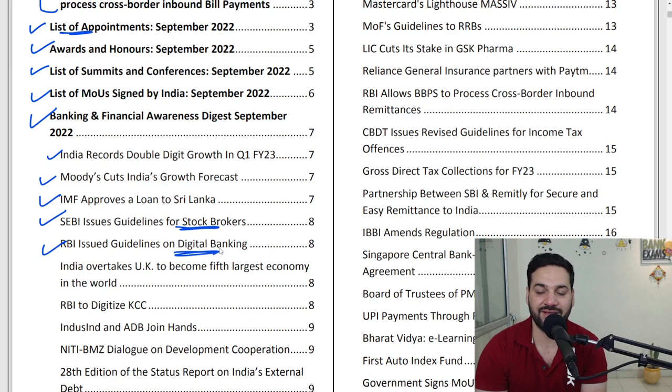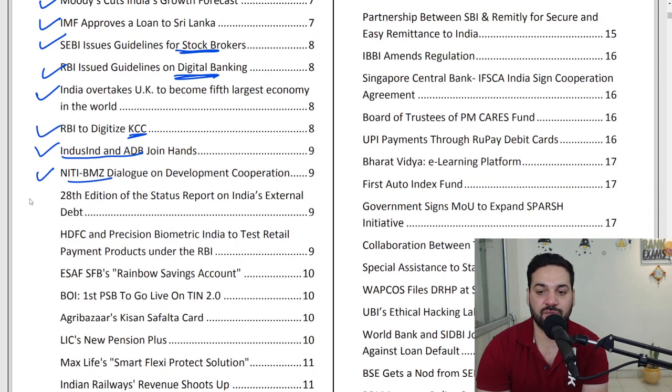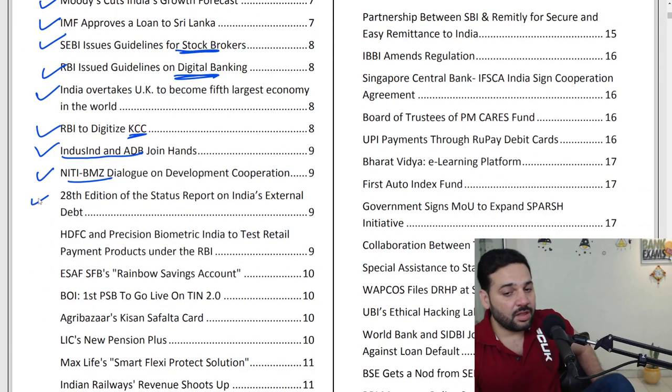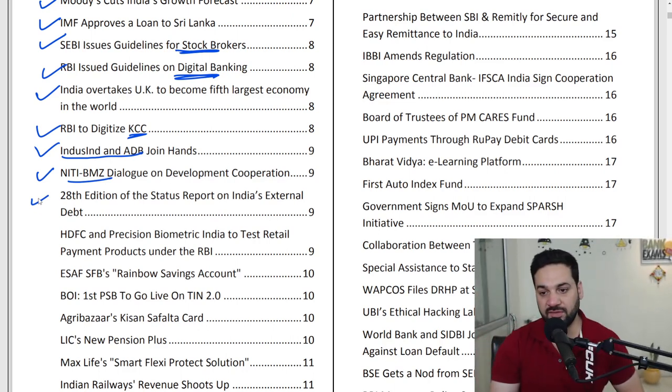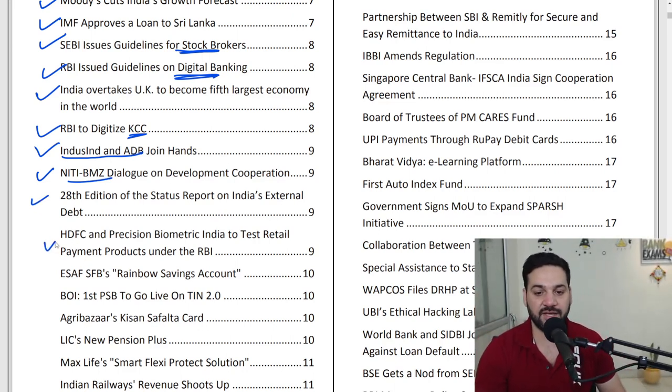RBI's guidelines on digital banking, we have covered in detail. India overtakes UK to become the 5th largest economy in the world. RBI to digitize Kisan Credit Card. IndusInd and Asian Development Bank join hands. NITI and BMZ dialogue on development cooperation. 28th edition of status report on India's external debt. HDFC and Precision Biometrics to test retail payment products under RBI. ESAF SFB's Rainbow Saving Account. Bank of India, first public sector bank to go live on TIN 2.0.